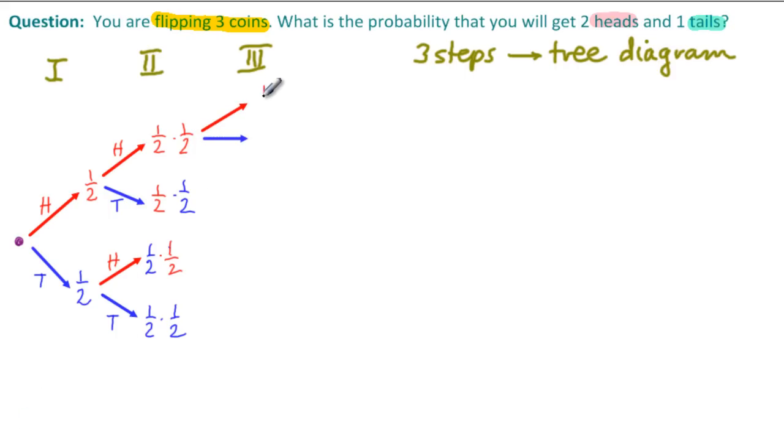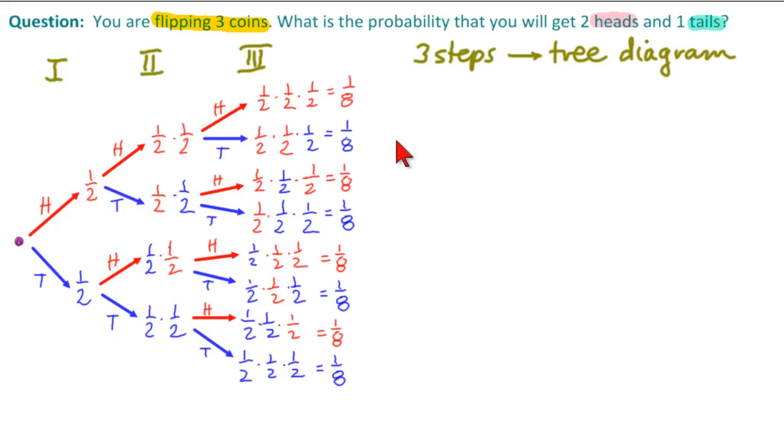So here we have 1/2 times 1/2. That was 2 heads. And then another head coming up here. So 1/2. So that's 1/8. And on this one, we have 1/2, 1/2, 2 reds. And then we have a tail coming up on the last throw. It's still 1/8, but we can tell that we had 2 heads and 1 tail on this particular set of flips. So that's going to be one of the outcomes we're looking for. Let's complete the rest of the tree diagram.